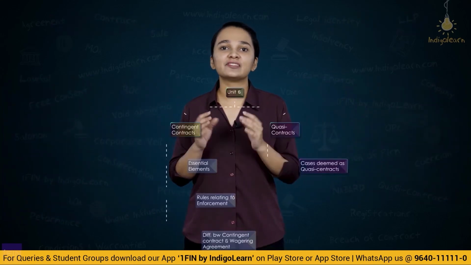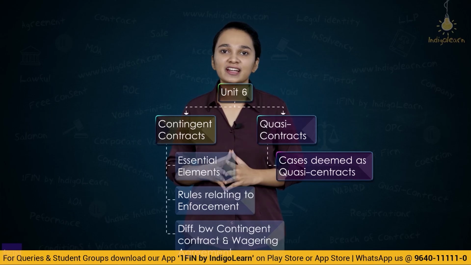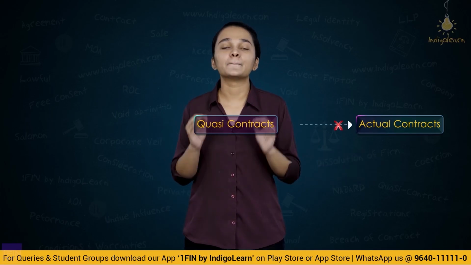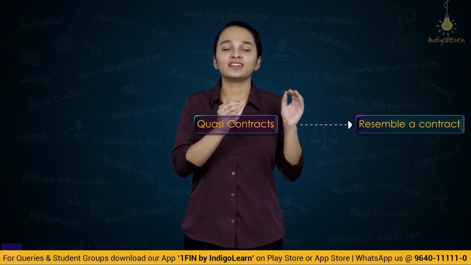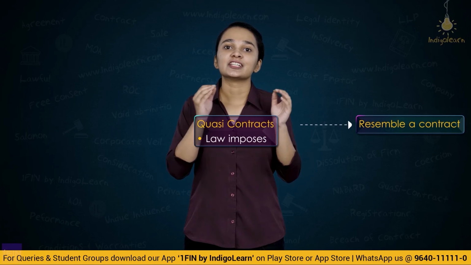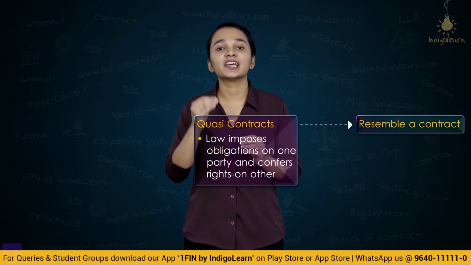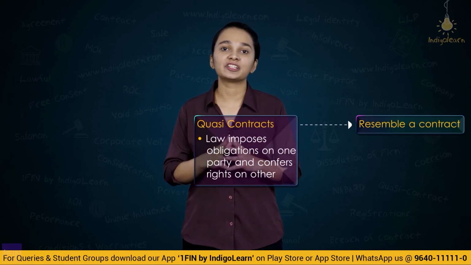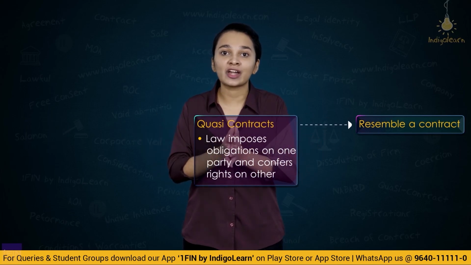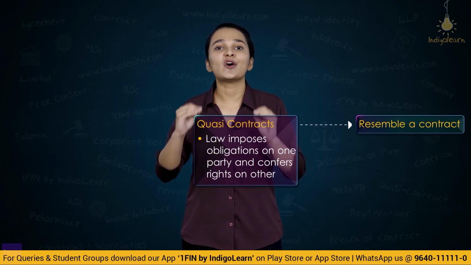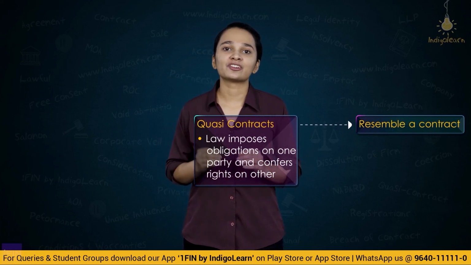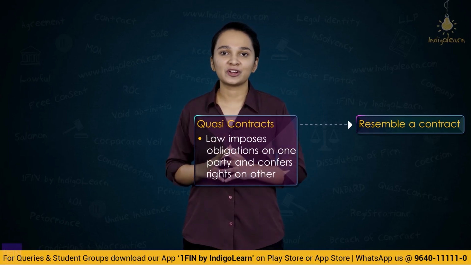And after this, we started with quasi-contracts. Quasi-contracts are not actual contracts, but they resemble a contract. Law imposes certain obligations on a person and gives a right to a particular person, wherein in fact there is no actual contract between them, but the law has imposed certain obligations on them. These types of contracts are quasi-contracts.